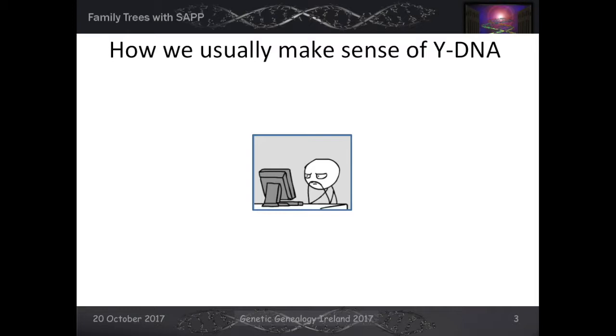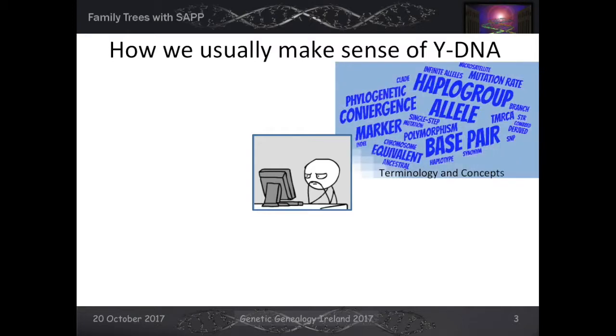Typically, we have a number of resources that we call on. There's all the terminology and concepts: convergence, parallel mutations, haplogroups, infinite alleles, markers, STRs and SNPs, all sorts of things you can go to.